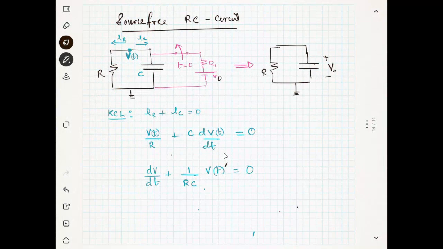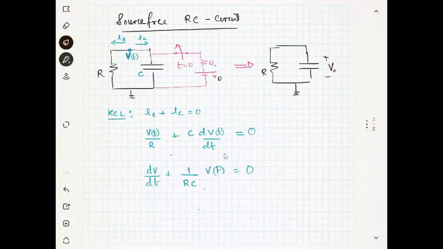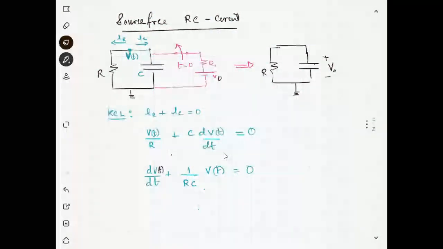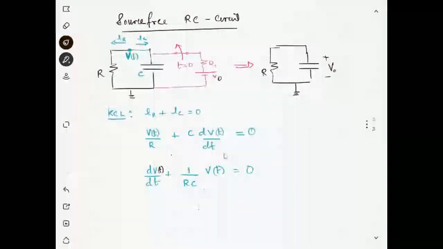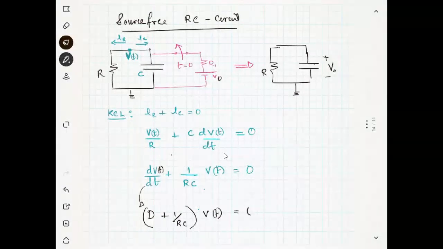Okay, because the right side is 0, I can do anything. Right side is 0, so that's why. Now dV of t, this is V of t. I told you for the differential operator, I have already used d plus 1 over RC into V of t. This is equal to 0, where d is a differential operator.